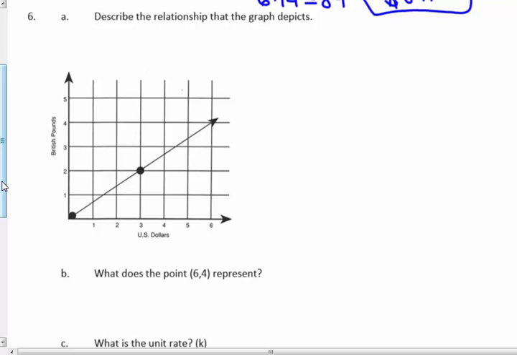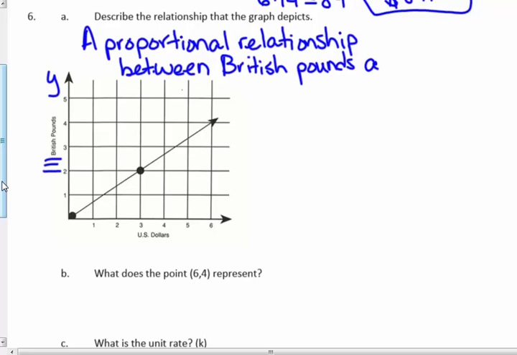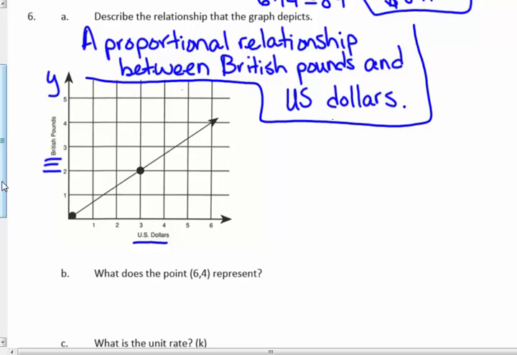Number 6, describe the relationship that this graph depicts. Well, it's a straight line through the origin, so it's a proportional relationship between, and I'm going to say my y-axis first, British pounds, the value of British pounds. That's what this is talking about. British pounds and US dollars. So my y and my x, that's the relationship, and it's proportional.